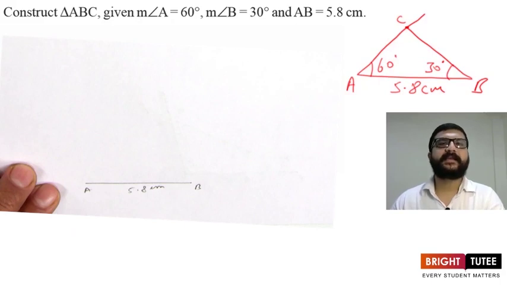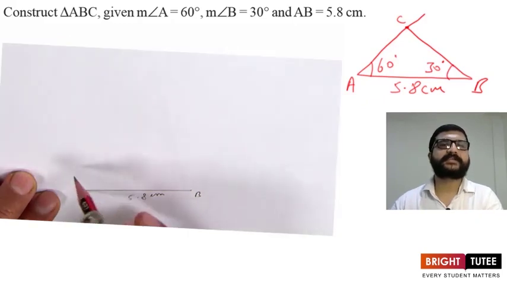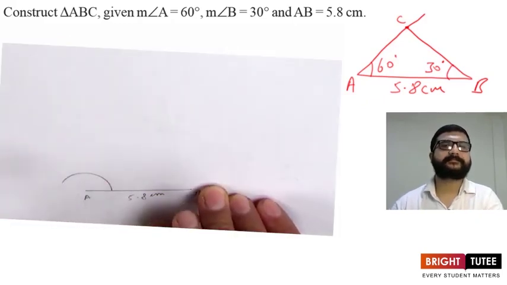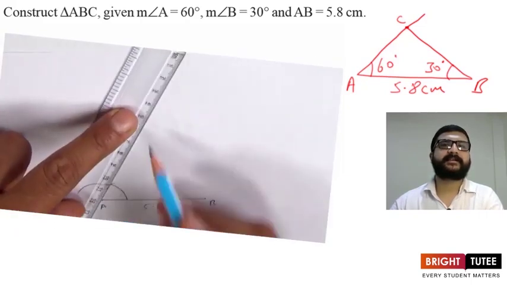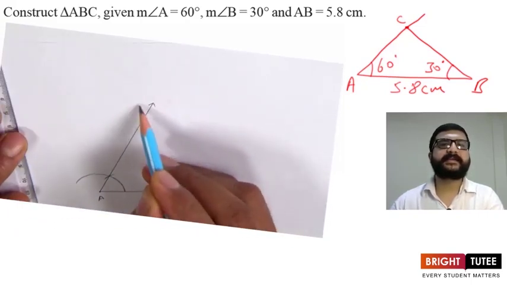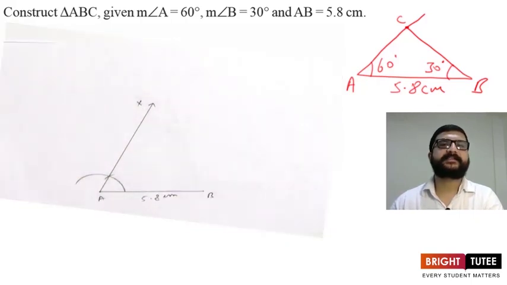Now the next step is construct angle A to be 60 degrees, or we can say construct an angle of 60 degrees at A such that XAB is 60 degrees. So in the steps of construction we can write construct angle of 60 degrees at A such that XAB is 60 degrees.